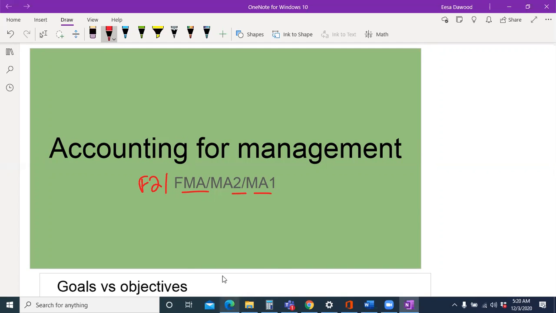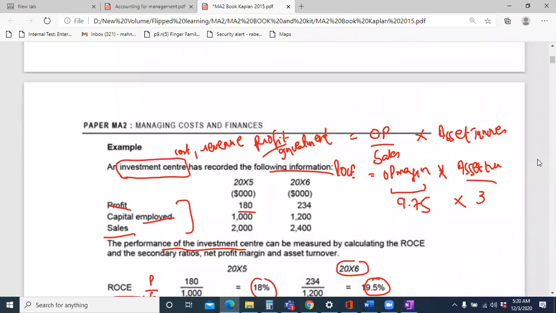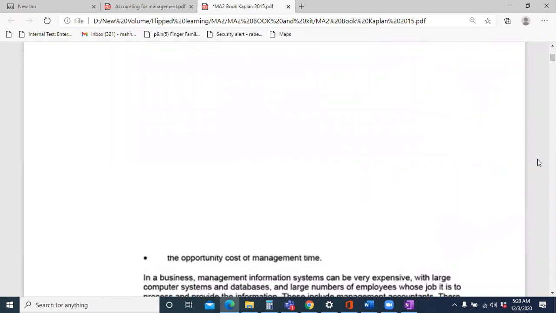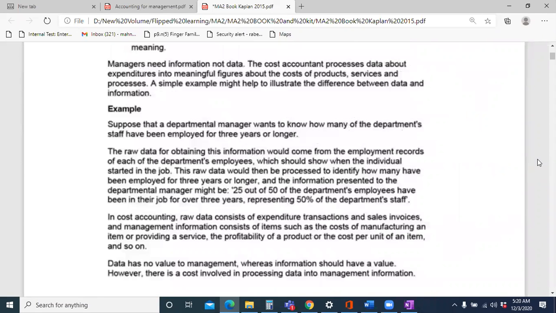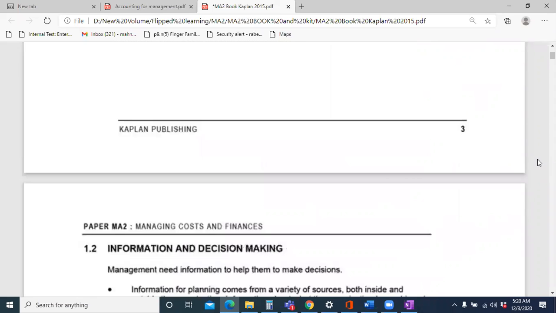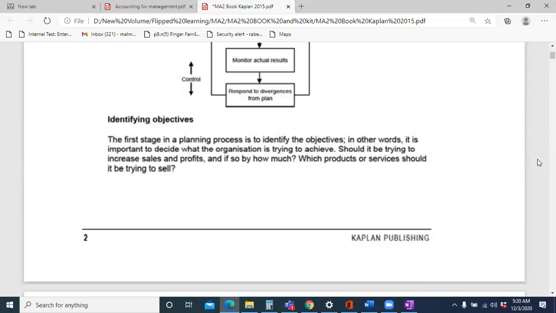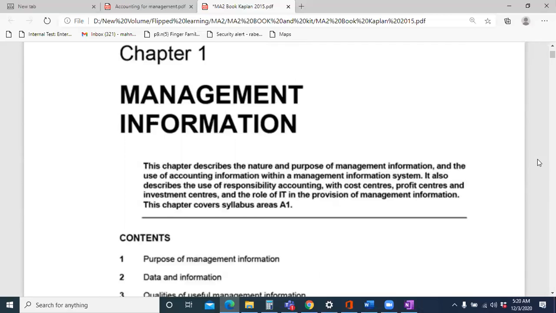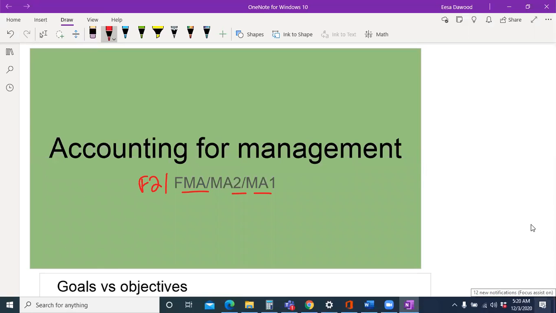If I show you the book for MA2, that's the MA2 book I did this question from. And in the same chapter, you will find the management information. Whatever we're going to discuss here is available in this. So it's a very good chance for you to refer to 3 textbooks and clear your topic and concepts. That basically is chapter number 1 in MA2, and you can also refer to the same topic there.